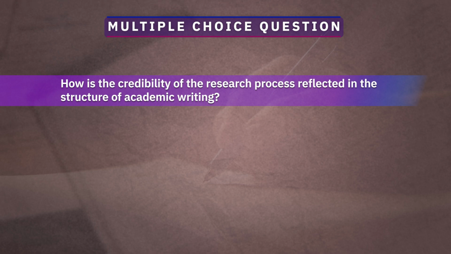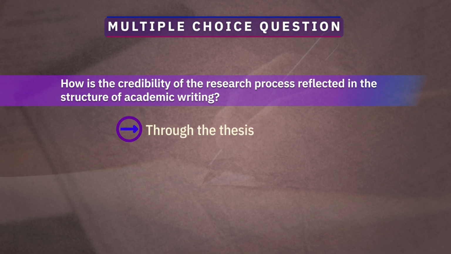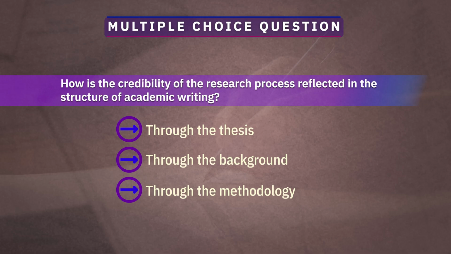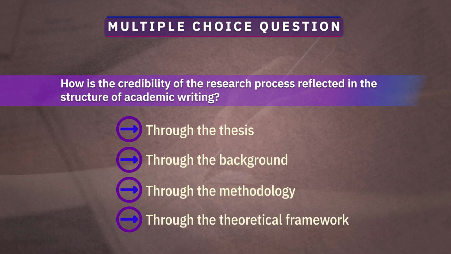I repeat, how is the credibility of the research process reflected in the structure of academic writing? The options are A, through the thesis statement, B, through the background, C, through the methodology, and D, through the theoretical framework. Among these four options, if we think about the best answer, then we would know that the credibility of the research process can be ascertained through the methodology.